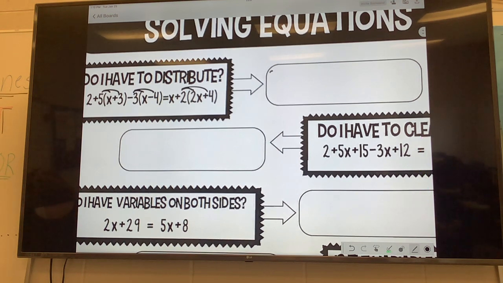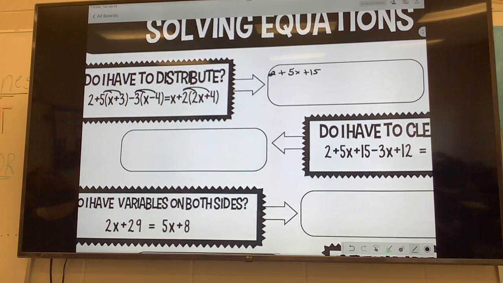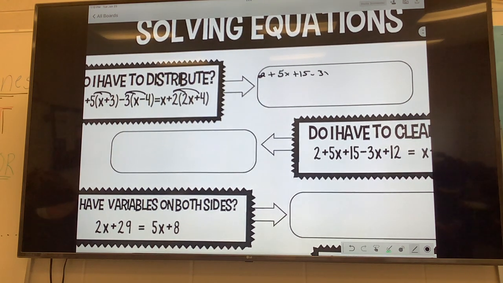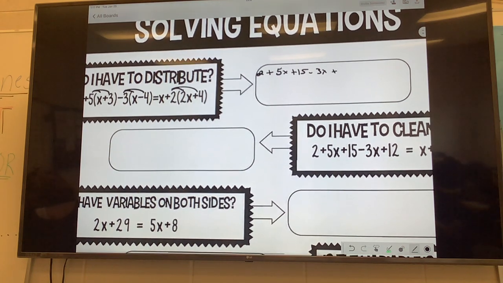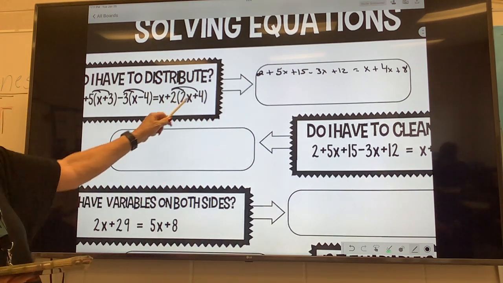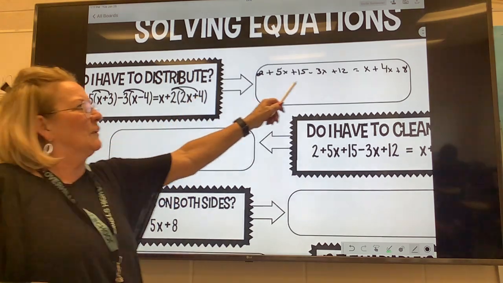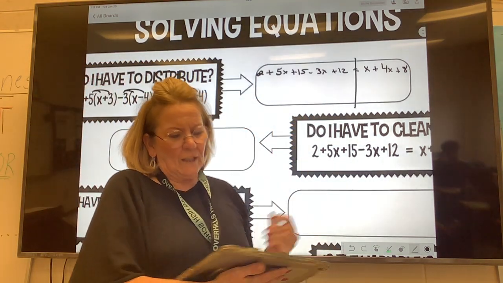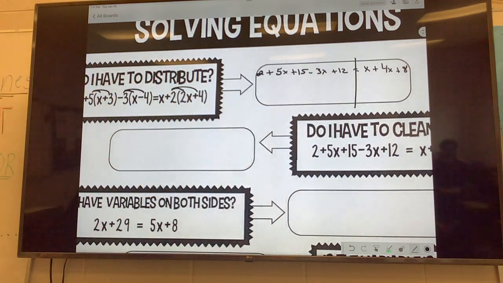So you have a 2 plus 5x plus 15 minus 3x plus 12 equals x plus 4x plus 8. You've got to make sure when you distribute that you are distributing to every term inside the parentheses. Now, whenever they're really long like this, I like to put a wall so I can reference one side opposed to the other.